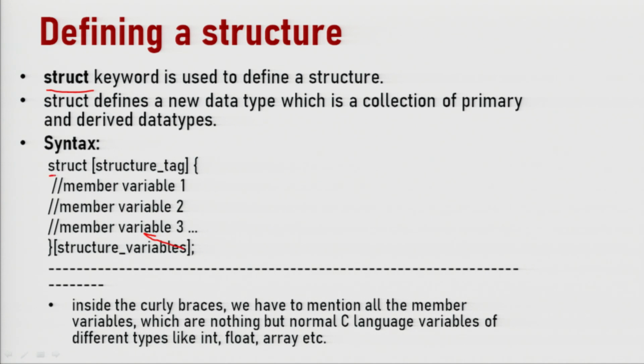First the struct keyword, then the structure name. This name is given by the programmer, by the user. So, if we want to declare a structure for the student, we can give a structure tag name, that is student over here. Then the curly bracket starts, and within these two curly brackets we have member variables. Here there are 3 member variables, but it can have any number of member variables inside these two curly brackets.